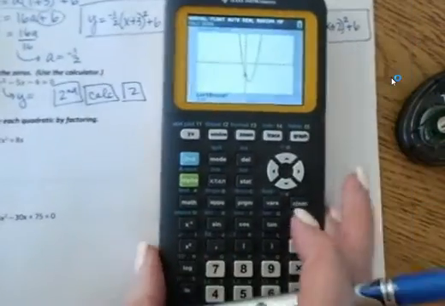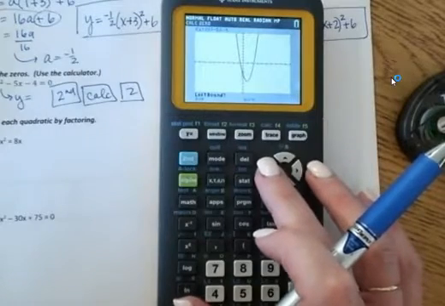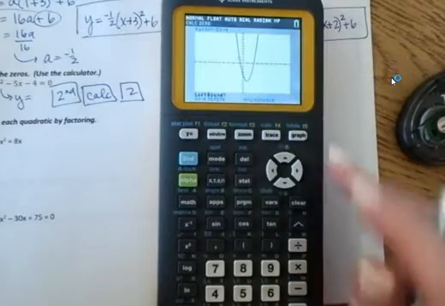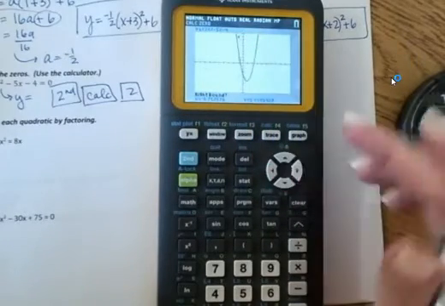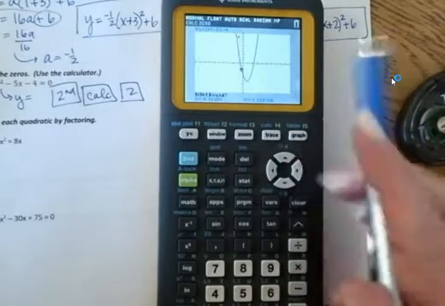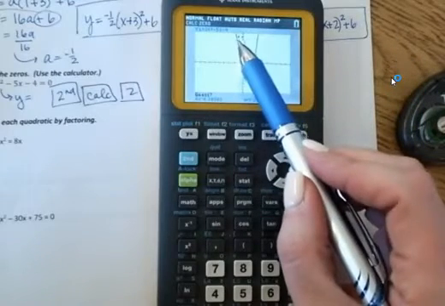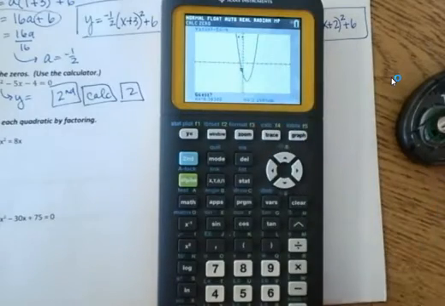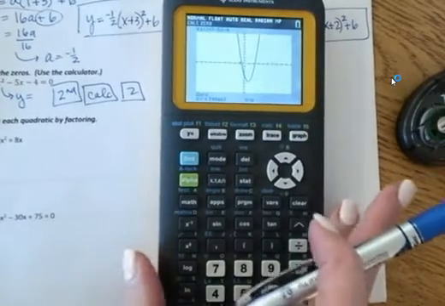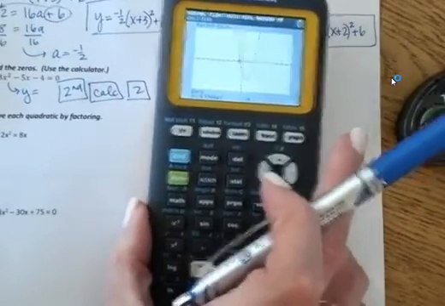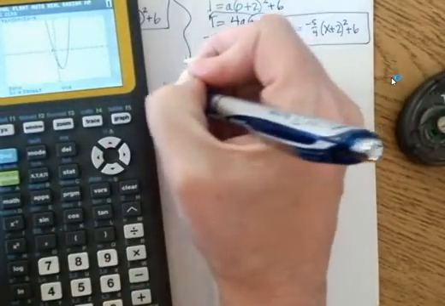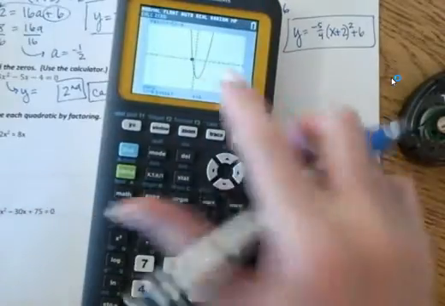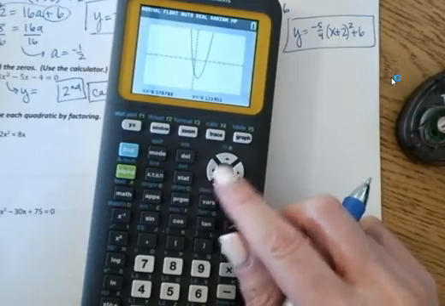Now, remember, if I see the blinker on there, it says left bound, so I'm going to go just to the left of where it's crossing this x-axis. And it's going to make a little triangle. And then I scroll to the right of it just a little bit, hit enter again, and it's going to make another triangle. So it's saying I believe that that intersection is right between those two triangles, so hit enter one more time, and there is one of my zeros. So I'm going to write this as -0.59 and 0.